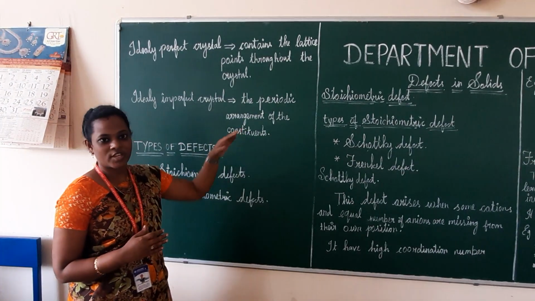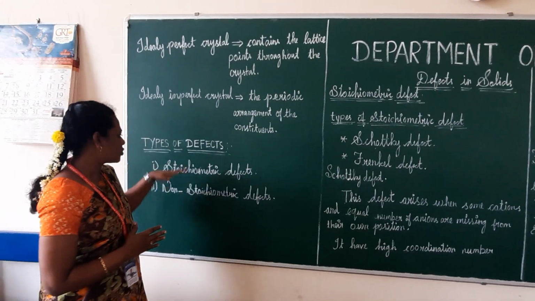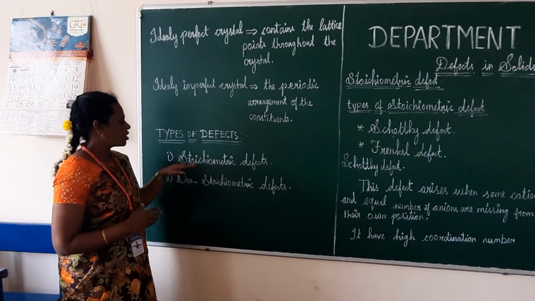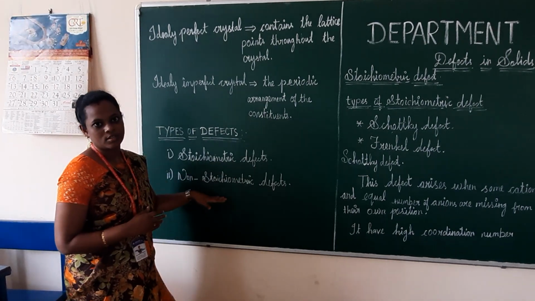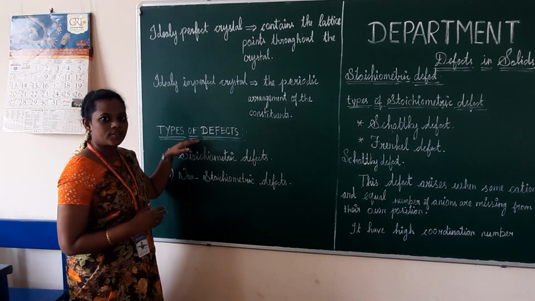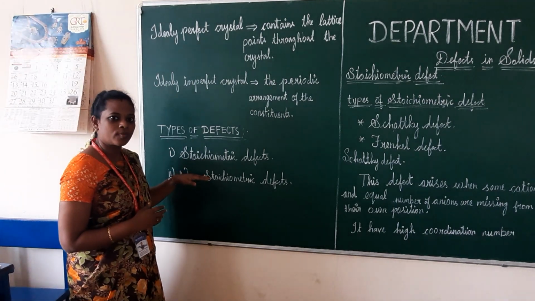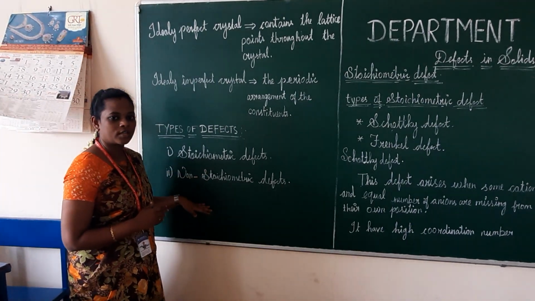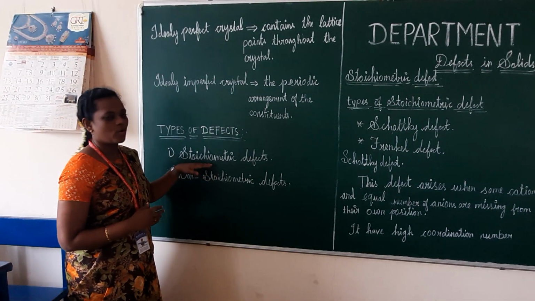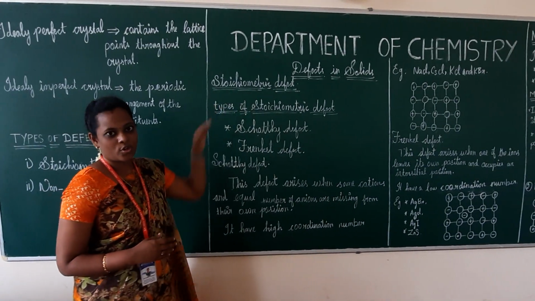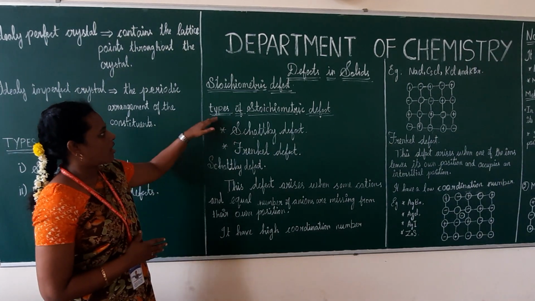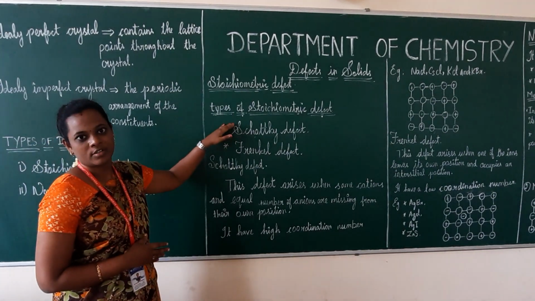So, these defects are divided into two. They are stoichiometric defect and the non-stoichiometric defect. Let us see about the stoichiometric defect. What is a stoichiometric defect? There are two types of stoichiometric defects.